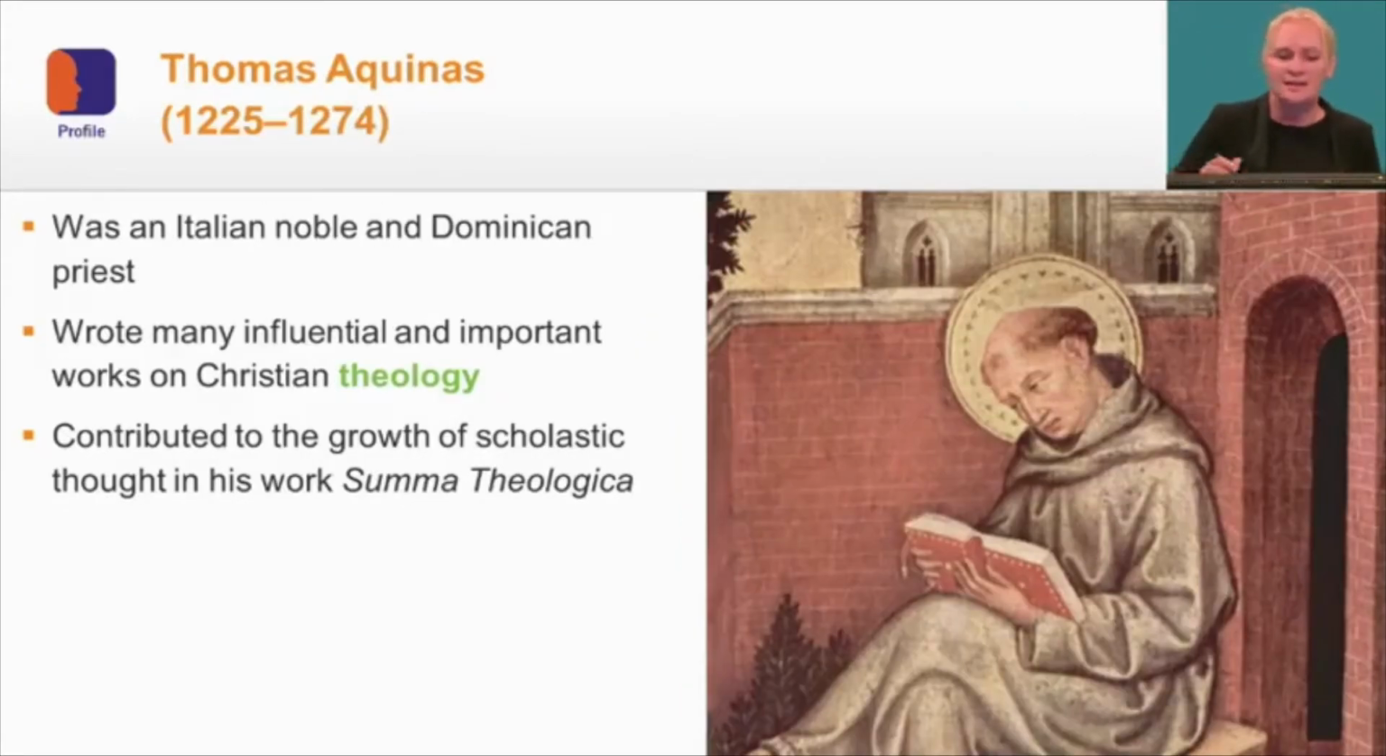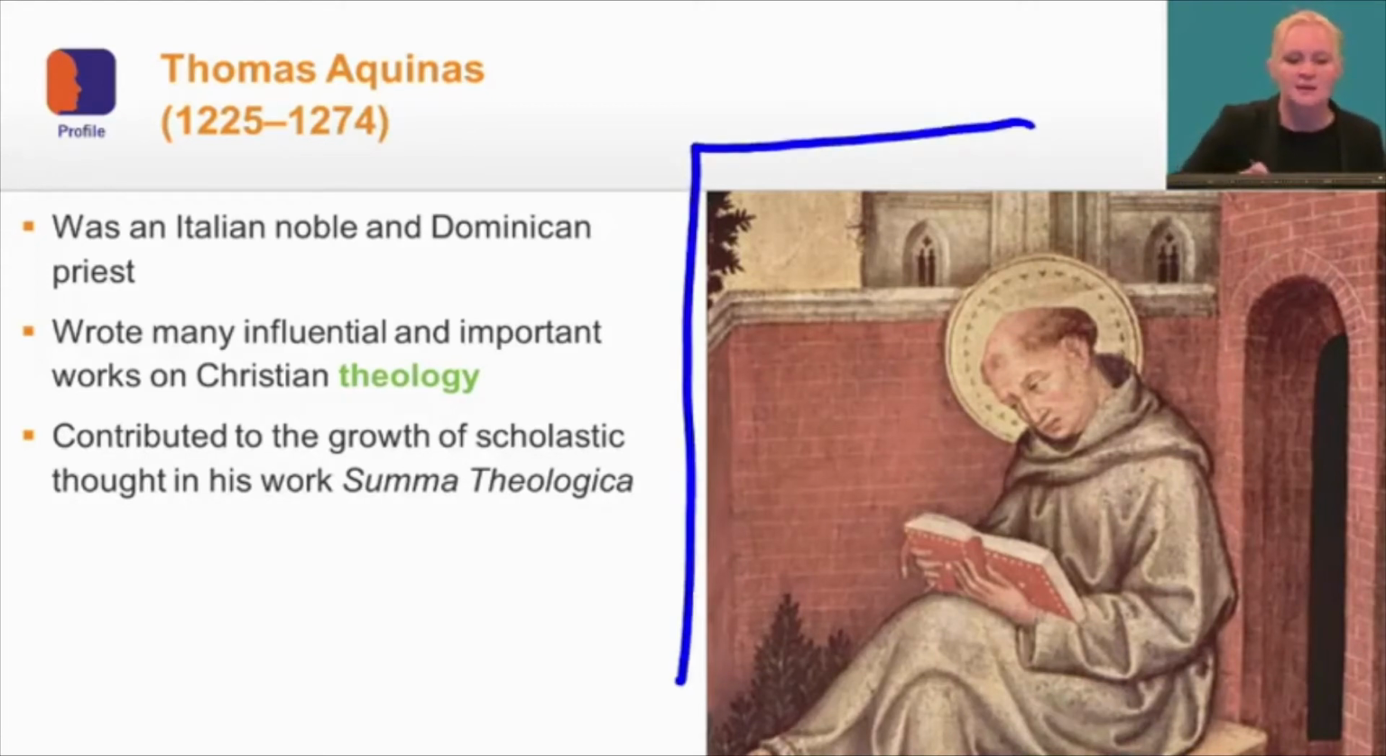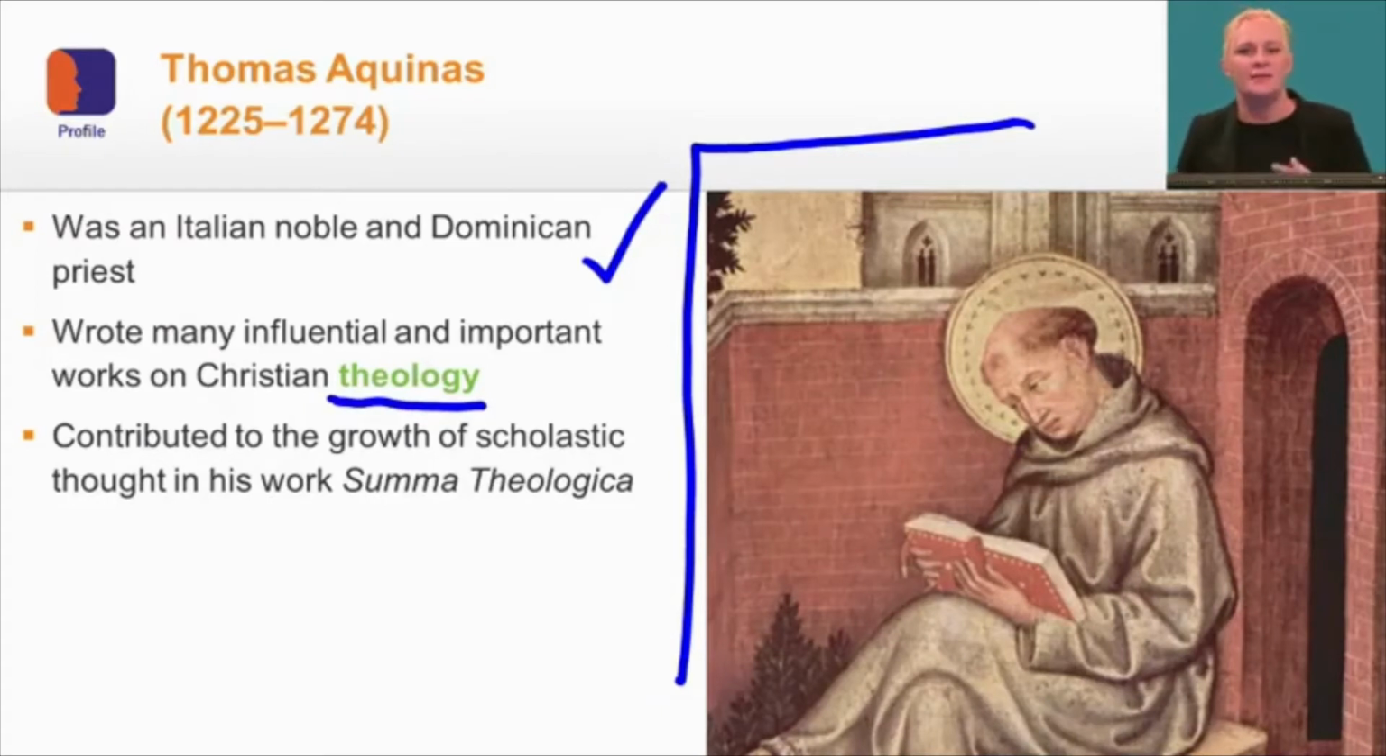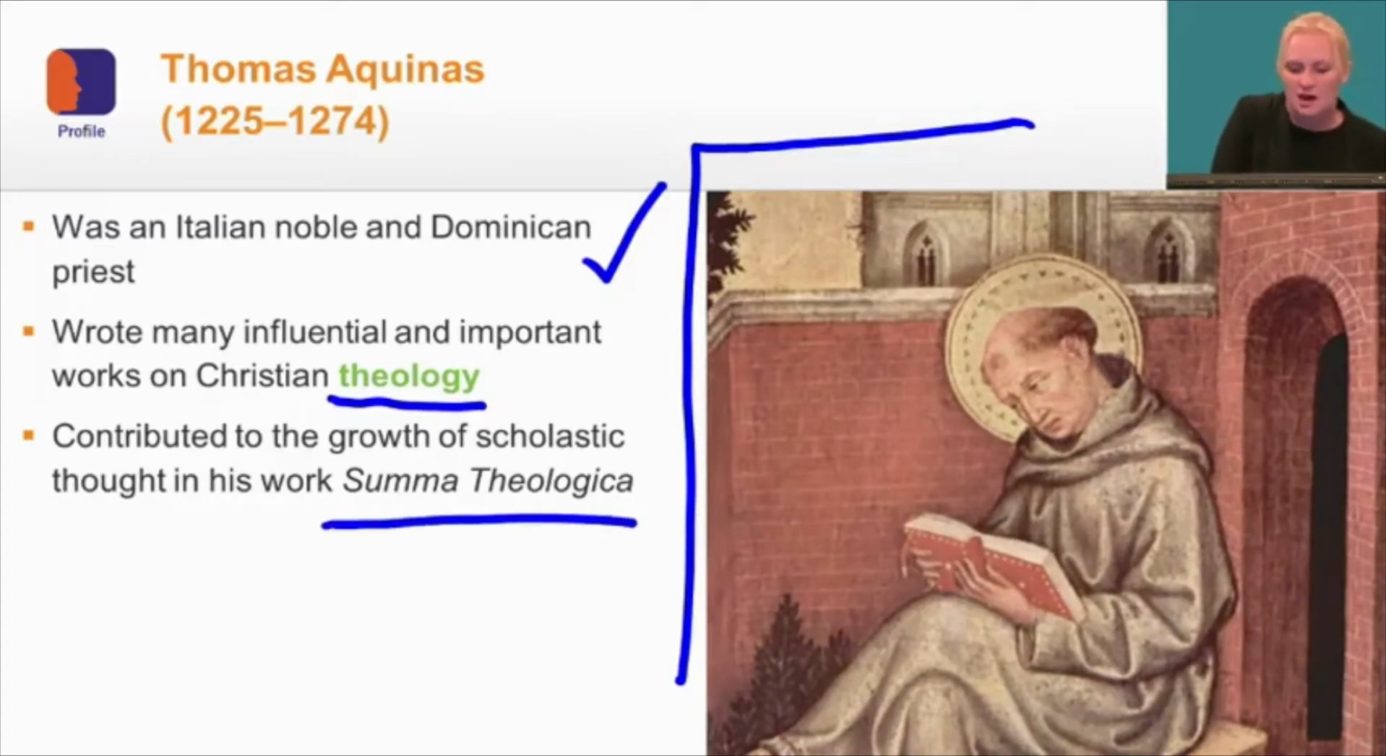Now, here again is Thomas Aquinas, and he was an Italian noble and a Dominican priest. He wrote many influential and important works on Christian theology. Theology encompasses the practices of the Christian church. He contributed to the growth of scholastic thought in his work Summa Theologica, which is where he combined ideas from Aristotle with the theology of the modern-day church. And what this did was it used reason, Aristotle's reason, to defend the practices of the church at this time. So you can really see how these church orders were helping to expand the influence of the church at this time.